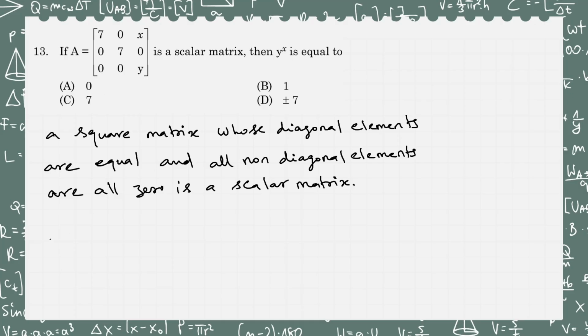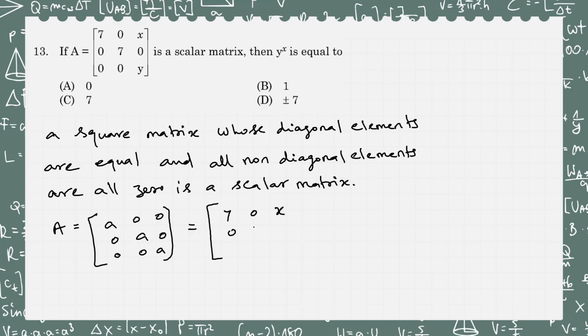So since it is given that A is a scalar matrix, it should be something like this: [a 0 0; 0 a 0; 0 0 a]. Comparing with the given matrix, we have 7, 0, x, 0, 7, 0, 0, 0, y. So from this we can say that y is also equal to 7. And the first row third entry is 0 by the definition of the matrix, but we have an x here in the given matrix. So 0 and x should be equal to each other. So x should take the value 0.